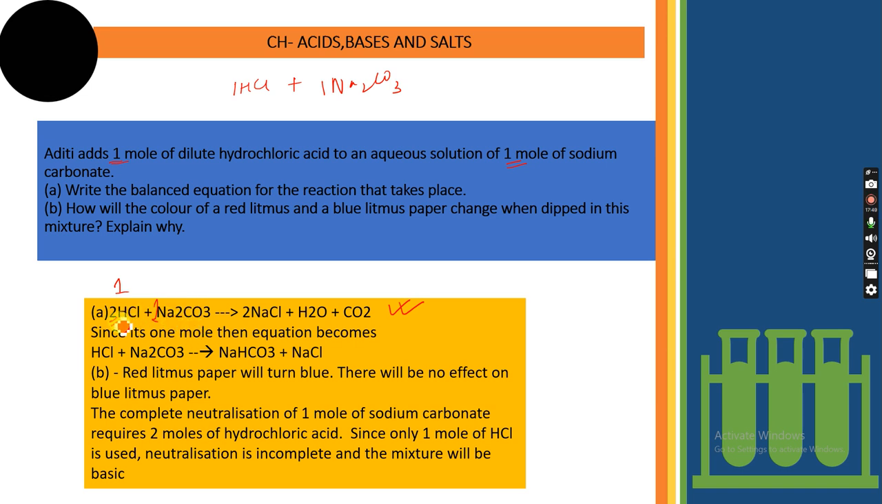So you cannot write this equation because she has specifically mentioned 1 mole, 1 mole, मतलब you will not go for balancing. Okay, now if I take 1 mole of HCl and 1 mole of sodium carbonate, this reaction should be written. तो उसमें क्या होता है, it will form sodium bicarbonate plus NaCl.